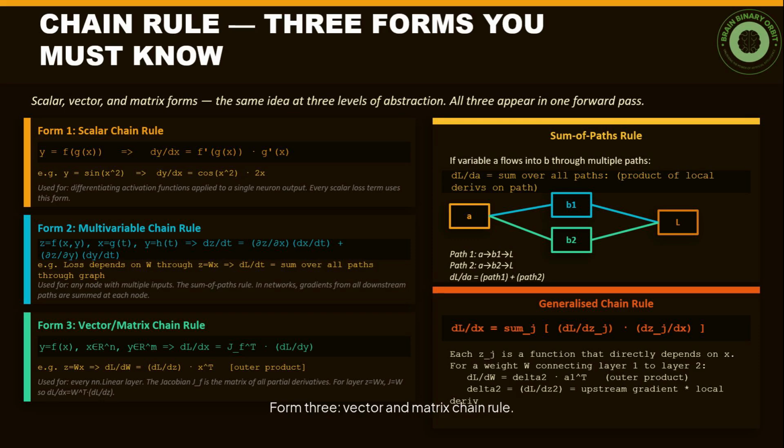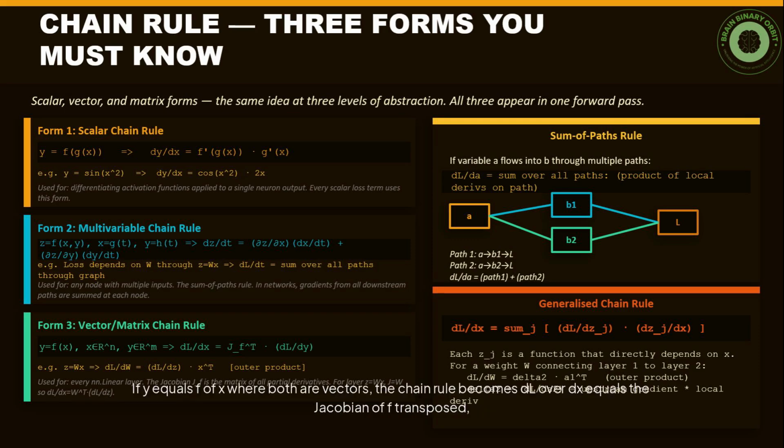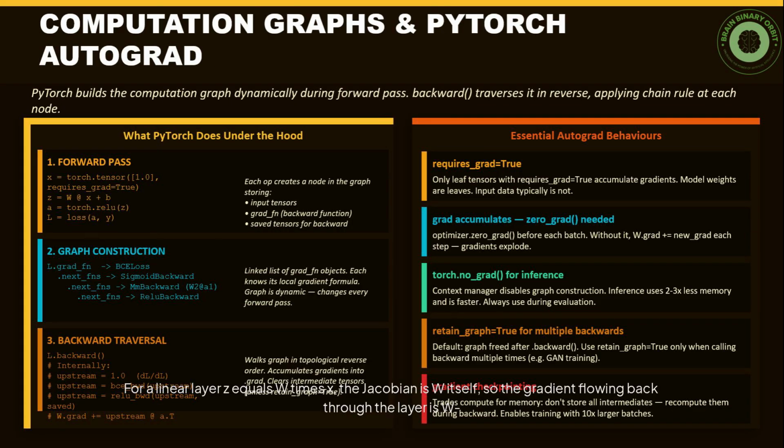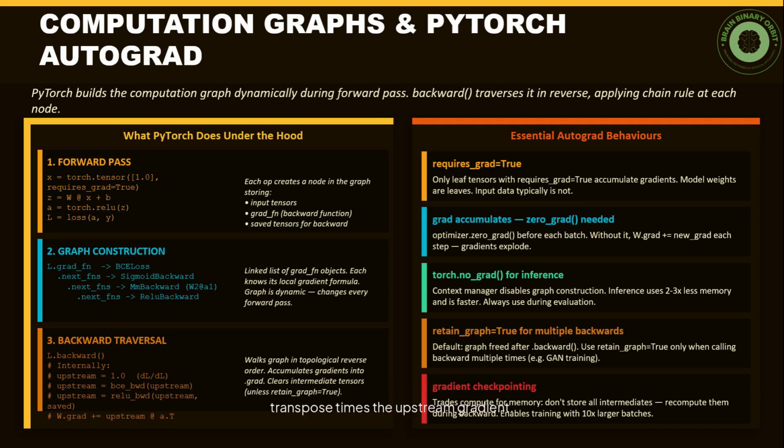Form 3, vector and matrix chain rule. If y equals f of x where both are vectors, the chain rule becomes dL/dx equals the Jacobian of f transposed, times dL/dy. For a linear layer z equals Wx, the Jacobian is W itself, so the gradient flowing back through the layer is W transpose times the upstream gradient.